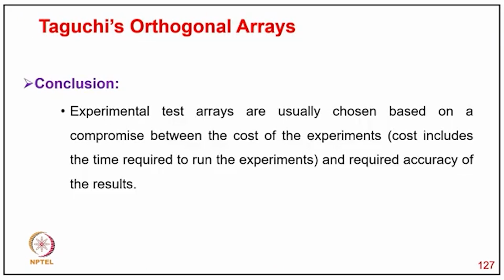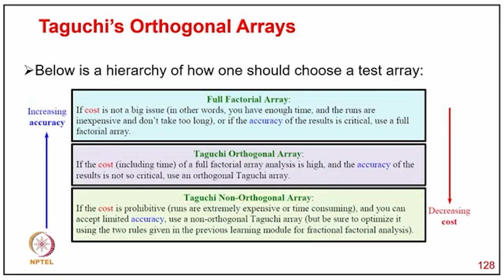So now coming to a conclusion of this Taguchi orthogonal array, the experiment test arrays are usually chosen based on the compromise between the cost of the experiment. Cost includes the time required to run the experiment and the required accuracy of the result. Now below is the hierarchy of how one should choose the test array.